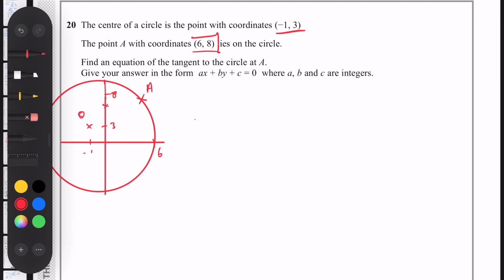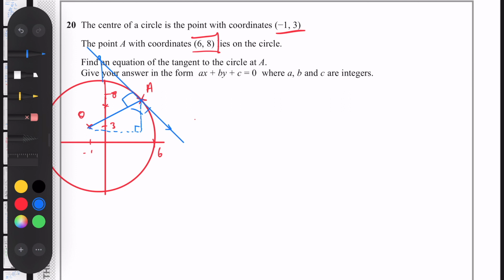Right, and then it says, find an equation of the tangent at A. So a tangent is a line that touches like this, and the tangent is always at a right angle to the radius like this. So these should be two right angles.